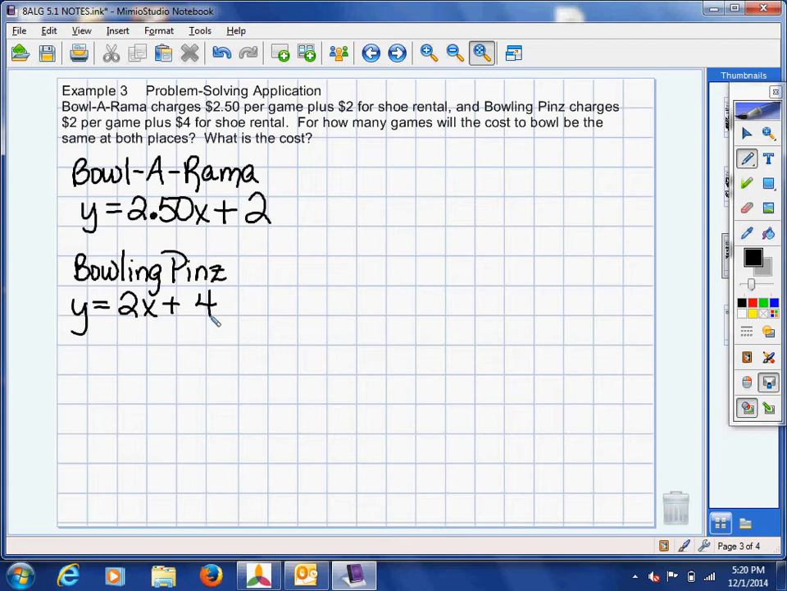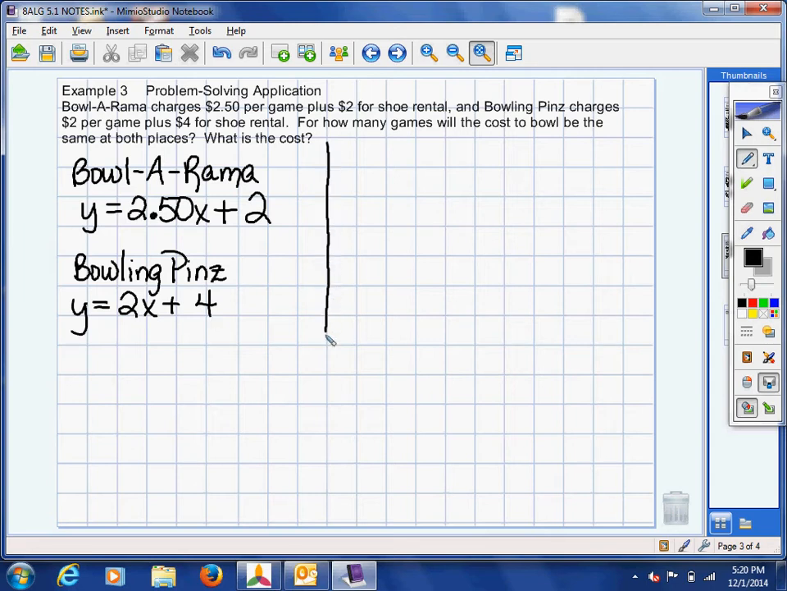So now we have to answer some questions. For how many games will the cost to bowl be the same at both places? And what is the cost? So they're asking us 2 things. Well, you know what? The best way to solve this is to graph these 2 lines and find their point of intersection. Whatever the point of intersection is, that, my friends, is your answer. So we need to graph this. This is what I would recommend you do.